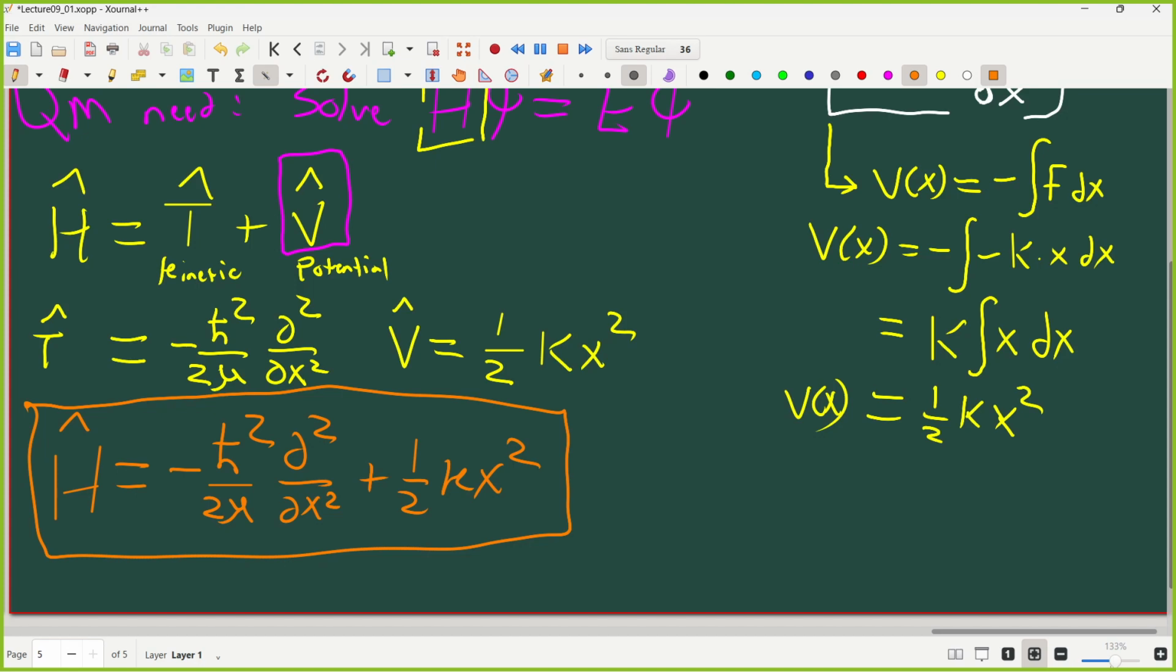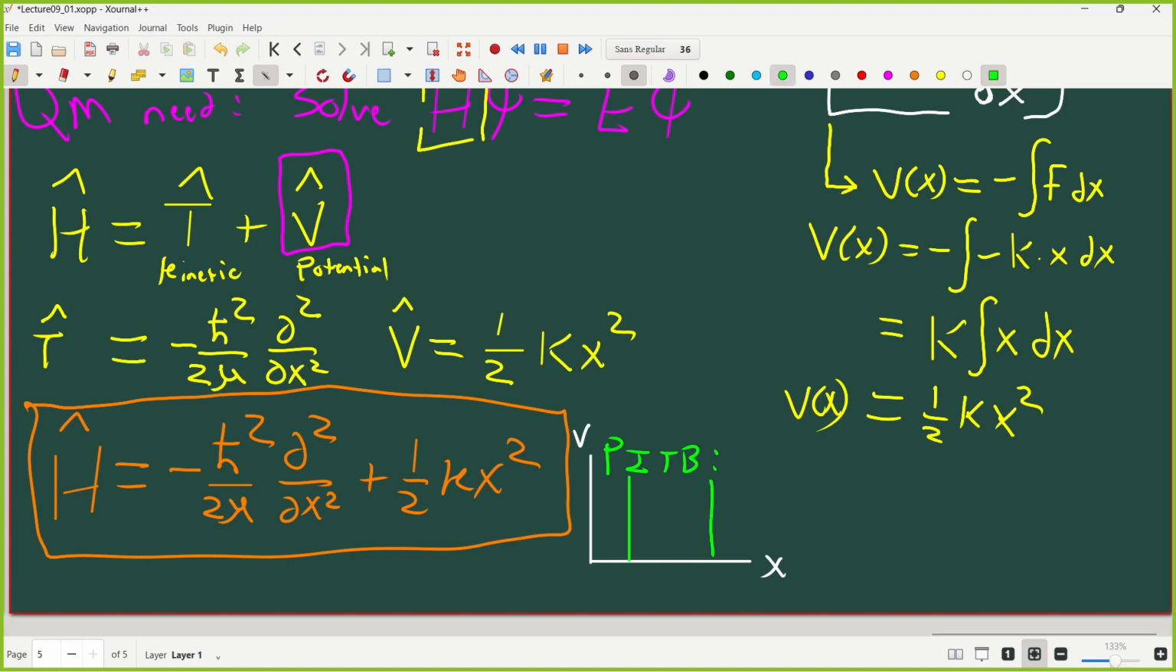So remember, in the particle in the box, what does our potential look like? In PITB, our x-axis with respect to potential on the y-axis is just 2 infinitely high walls, and the potential is 0 between them and infinite outside. We just have a square well.